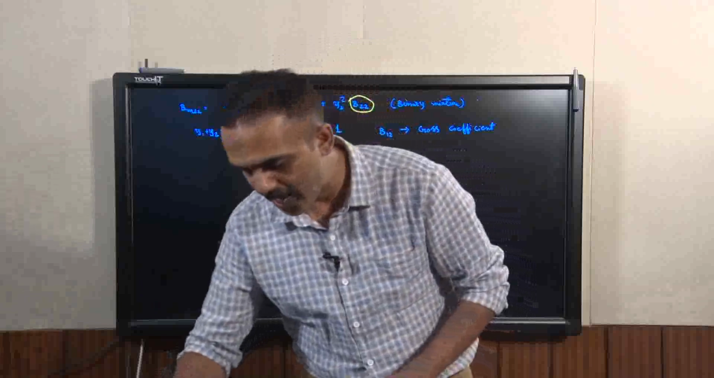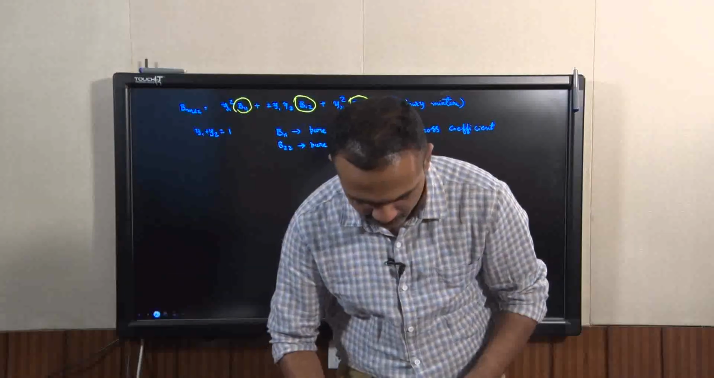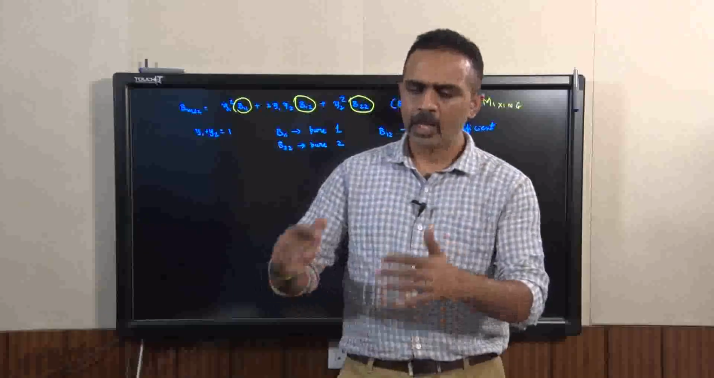We call this a mixing rule, because we are writing a property for a mixture. This is how we mix the virial coefficients to obtain the virial coefficient for the mixture. This mixing rule contains 3 virial coefficients: B11 for pure 1, B22 for pure 2, and B12, which is the cross virial coefficient. All 3 of them are functions only of temperature.